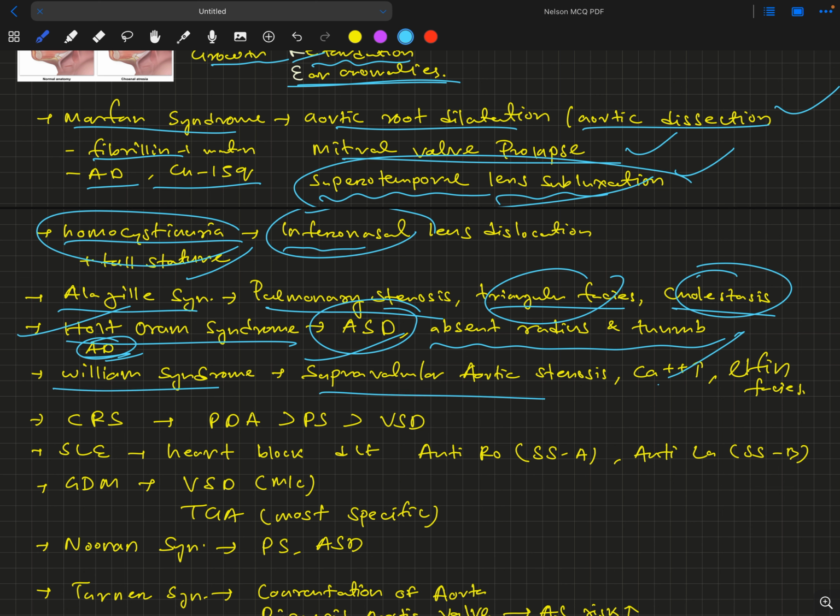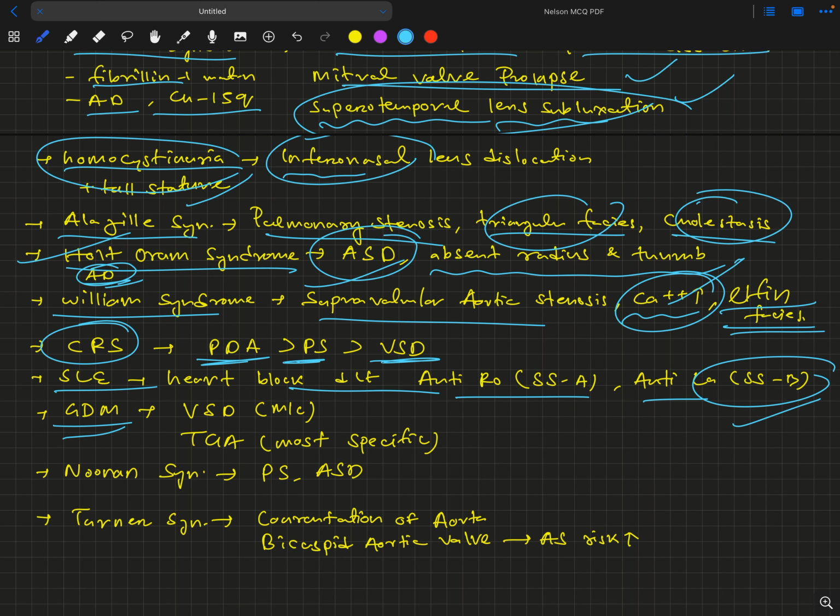There will be increased calcium, hypercalcemia, and elfin facies. In case of congenital rubella syndrome, PDA greater than or equal to PS greater than or equal to VSD. SLE, heart block due to anti-Ro, anti-SSA, anti-La, anti-SSB antibody. GDM, infant of a diabetic mother, or gestational diabetes. The most common defect is VSD, ventricular septal defect. Most specific is TGA. Most specific, in case of a diabetic female who gets pregnant, is that her child is going to develop TGA, because it is more specific.